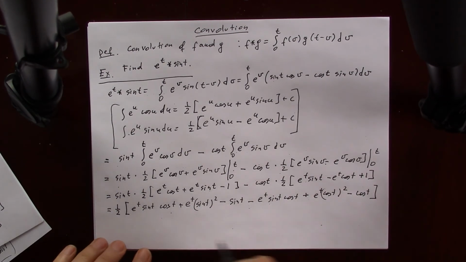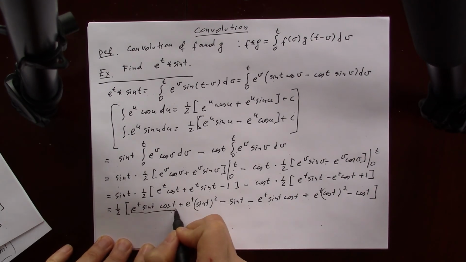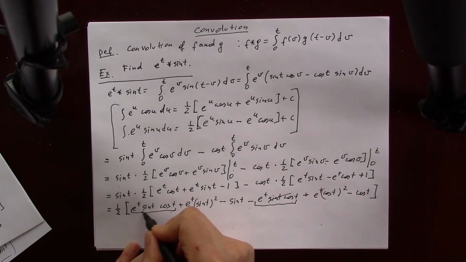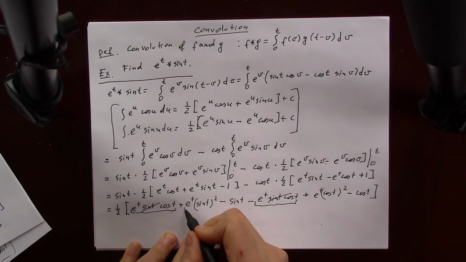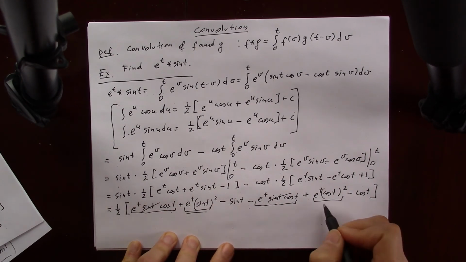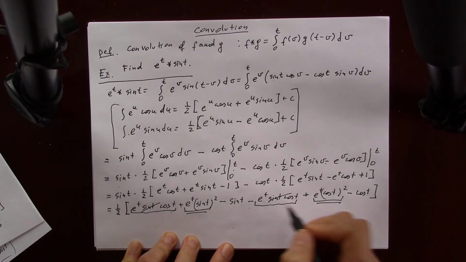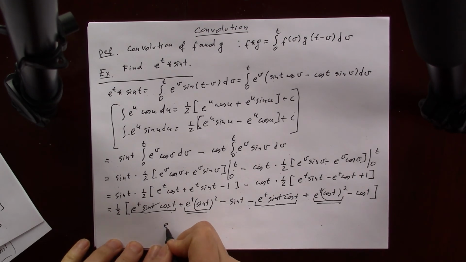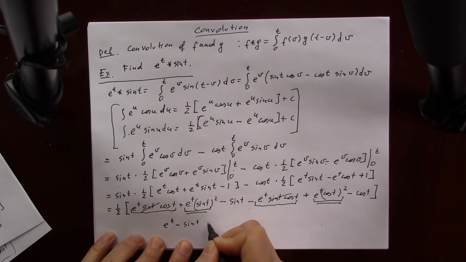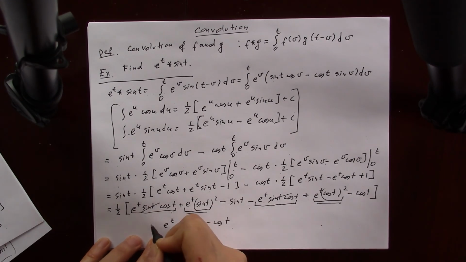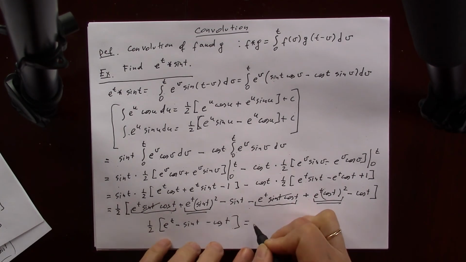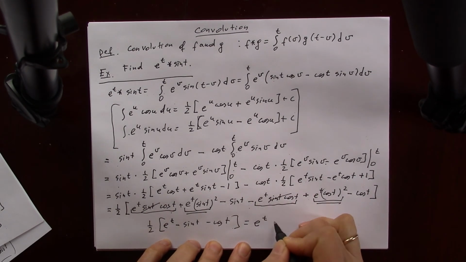Now if you look at that expression, e to the t sine t cosine t and minus e to the t sine t cosine t will cancel out. E to the t sine squared and e to the t cosine squared will add up to e to the t, and we copy minus sine t minus cosine t, copy 1/2 in front, and that is going to be the convolution of e to the t with sine t.